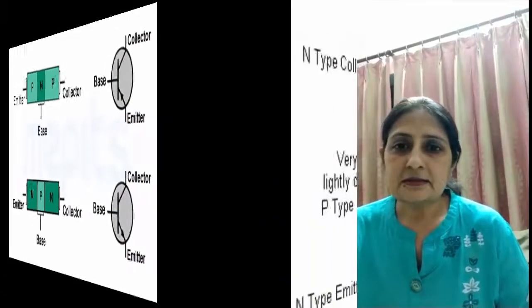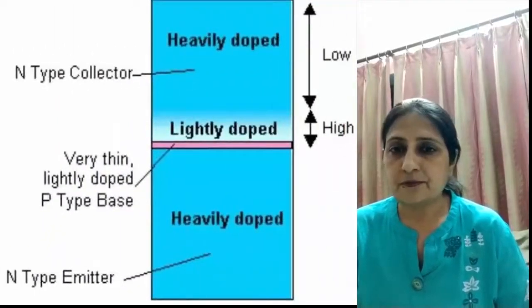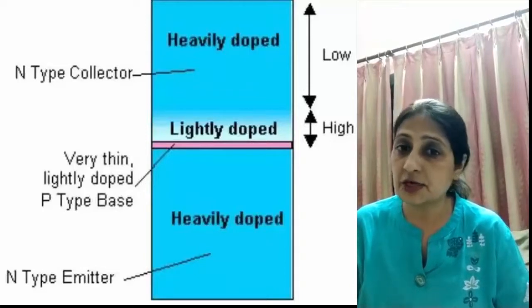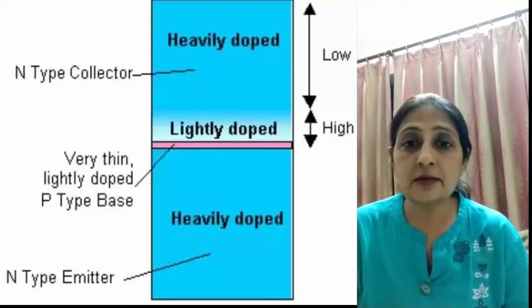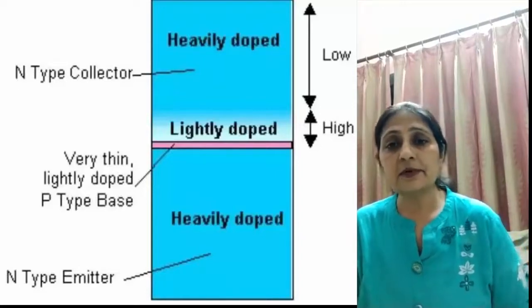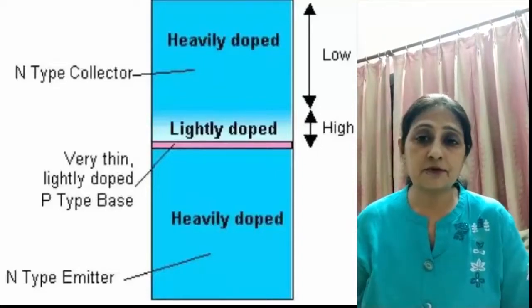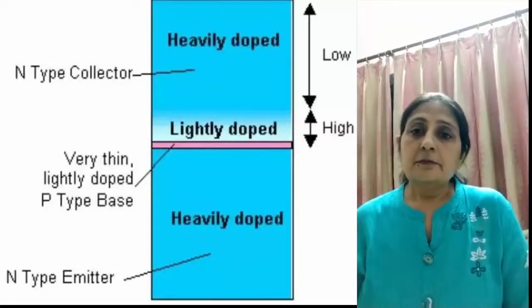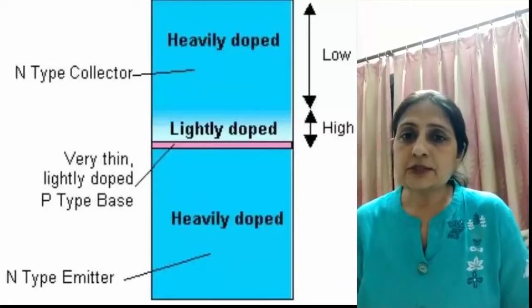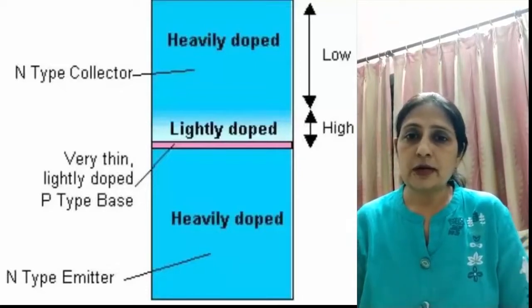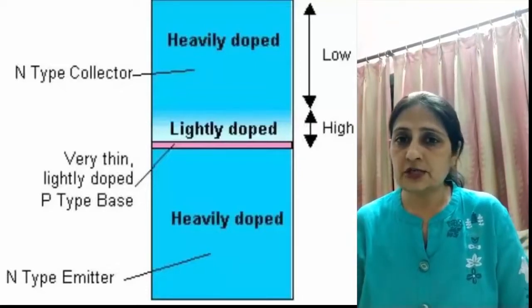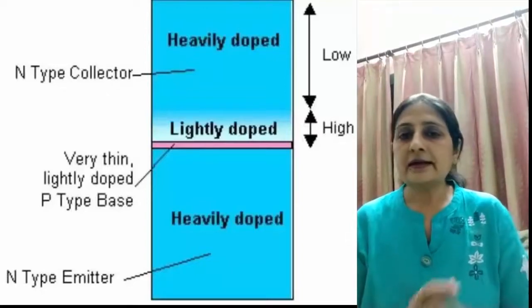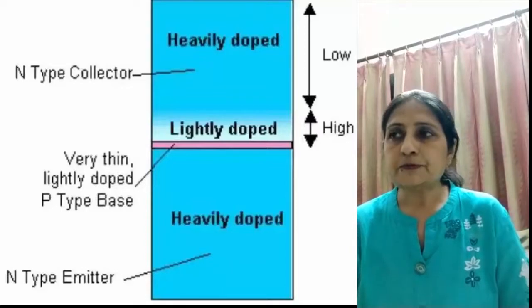Emitter is made heavily doped because its function is to emit the charge carriers. So an N-type emitter emits electrons, and a P-type emitter emits holes. Base is made lightly doped because its role is to allow a smooth path for the charge carriers from the emitter region to the collector region. And collector is made moderately doped.